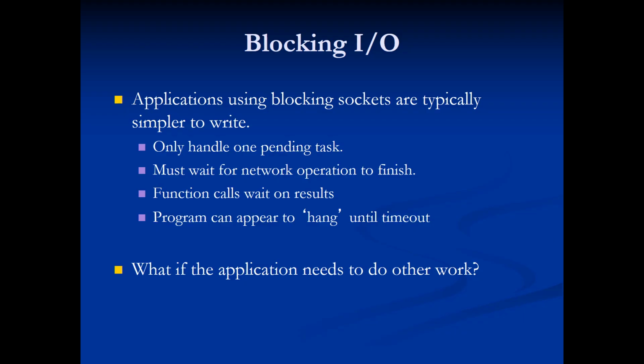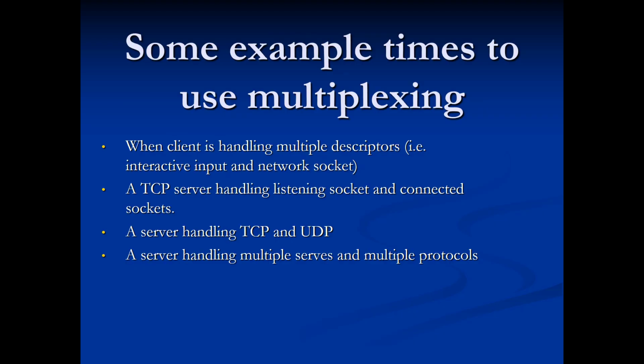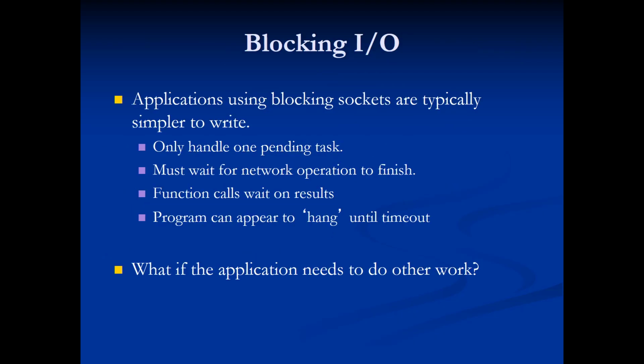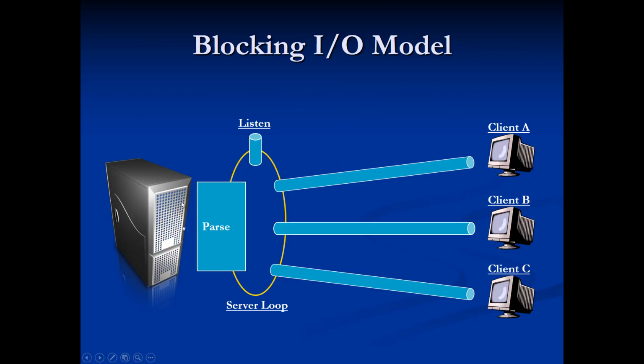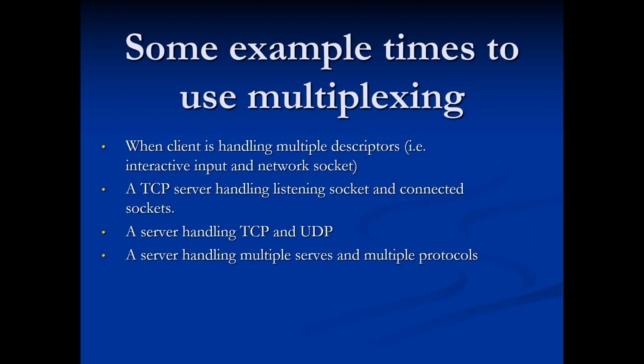Now, what if your server serves many different clients? What if you need to do other work in addition to serving one particular client? There are other things you can do, and one of them is called multiplexing. Here are some example times to use multiplexing: when a client is handling multiple descriptors, or when a TCP server is handling a listening socket and connected sockets. Doesn't that sound like this situation? You have your listen socket and your connected sockets to clients A, B, and C. Perhaps multiplexing is something you would want to do.